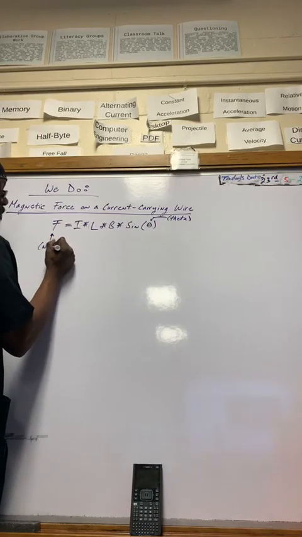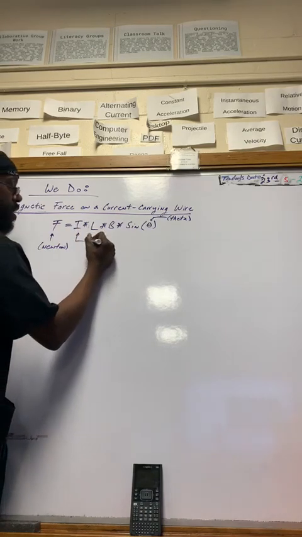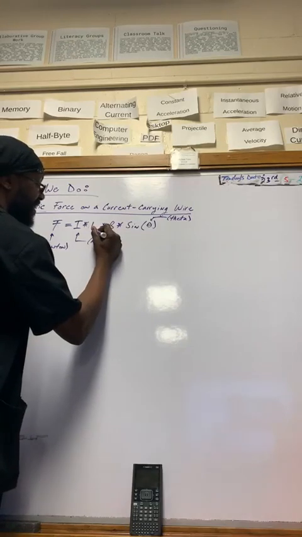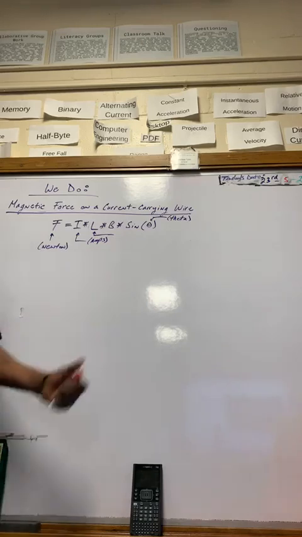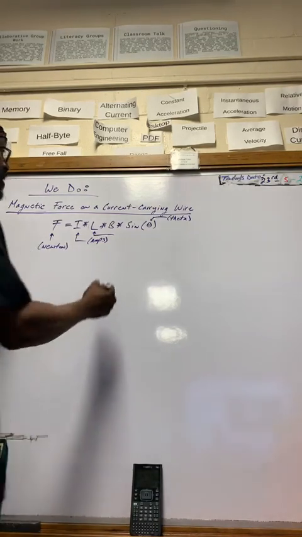So while I'm doing this, I'm supposed to be writing part A's answer down. The current, is that the A? Current is amps, right? You got amps in here. I'm showing you what each number means, so you can probably start figuring it out when you know what the unknowns are.